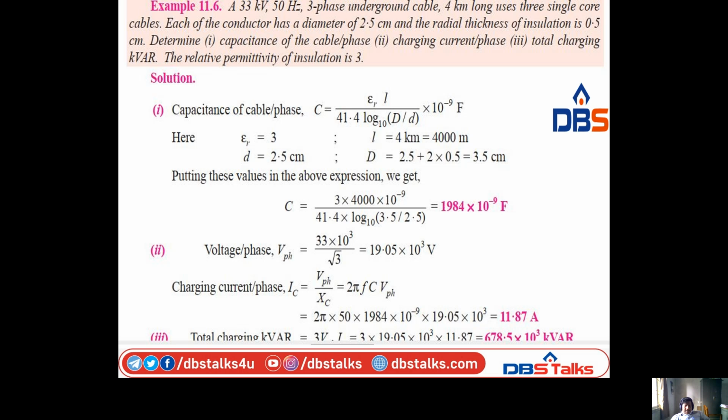And now after finding the charging current, we have to find the total charging kVAR. 2 pi F C V phase, 2 pi into 50 into 1984 into 10 power minus 9 into 19.05 into 10 cube, that is equal to 11.87 amperes. Now total charging kVAR is equal to 3VI, 3 into 19.05 into 11.87, that is equal to 67.5 kVAR.